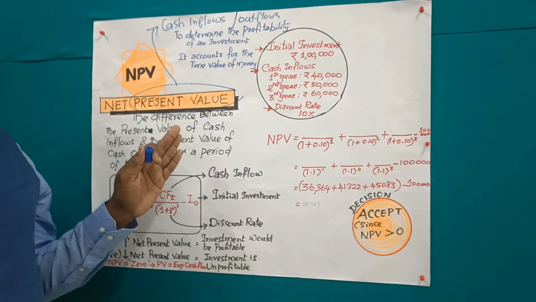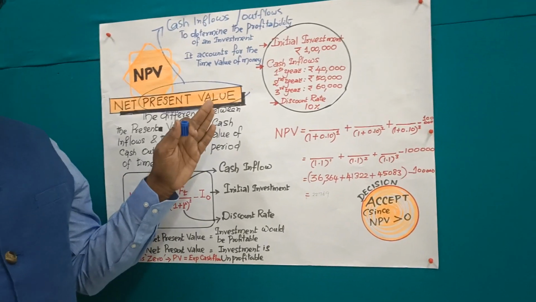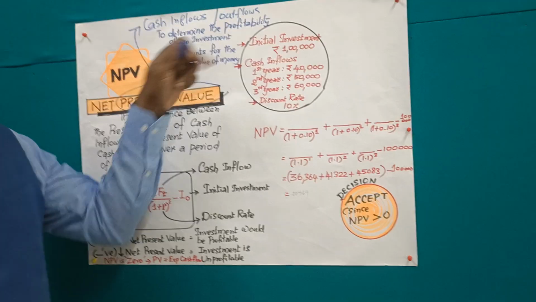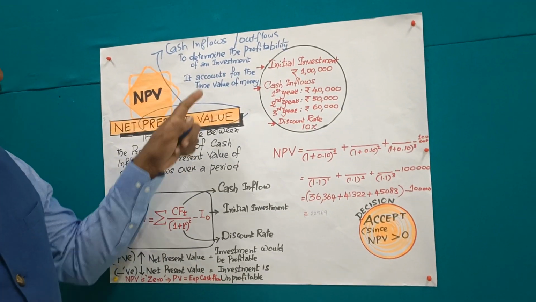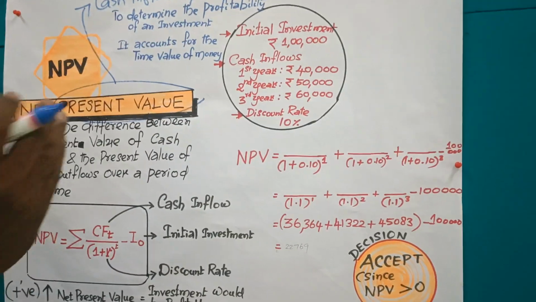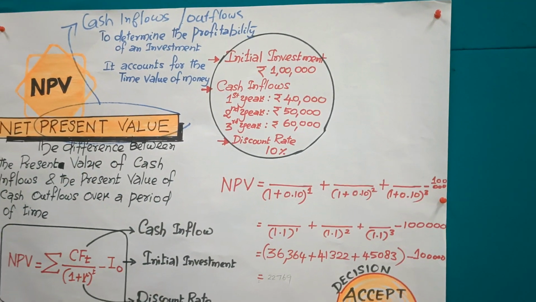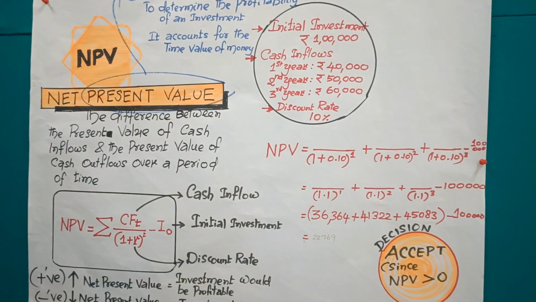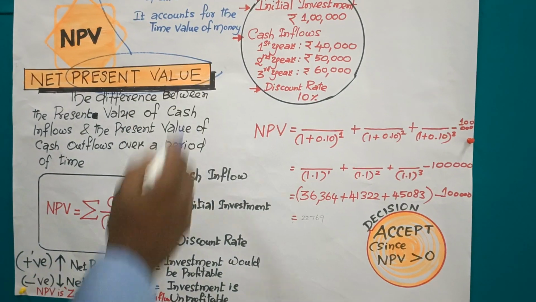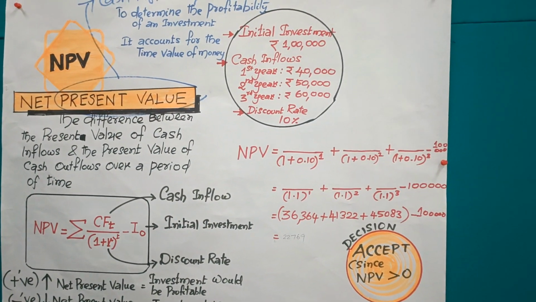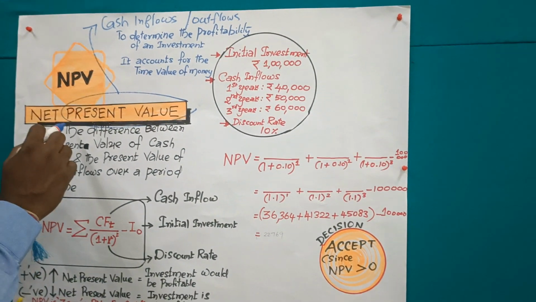Why do you do NPV? Why do you need the calculation of NPV? To determine the profitability of an investment. And the second thing, it accounts for the time value of money. Other methods like ARR ignore the time value, as we just discussed.